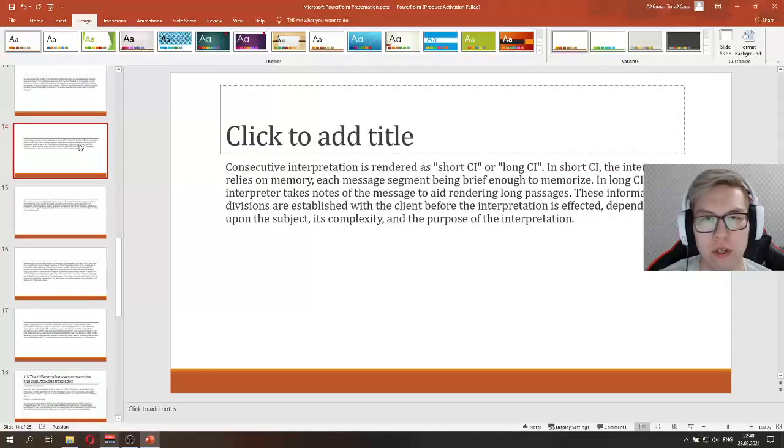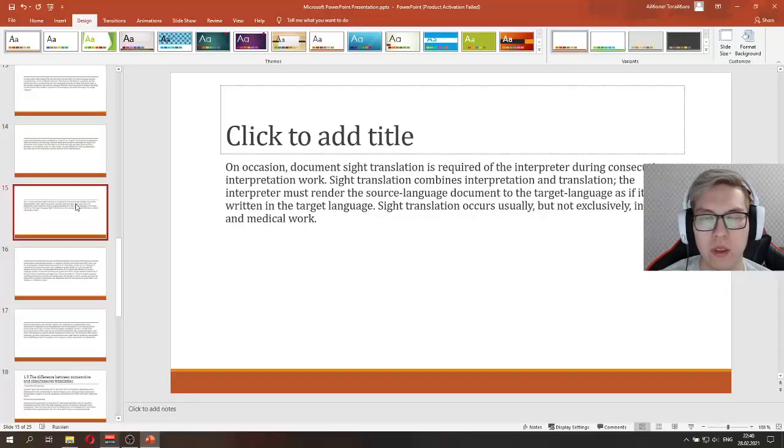Consecutive interpretation is rendered as short CI or long CI. In short CI, the interpreter relies on memory, each message segment being brief enough to memorize. In long CI, the interpreter takes notes of the message to aid rendering long passages. These informal divisions are established with the client before the interpretation is effected, depending upon the subject, its complexity, and the purpose of the interpretation.